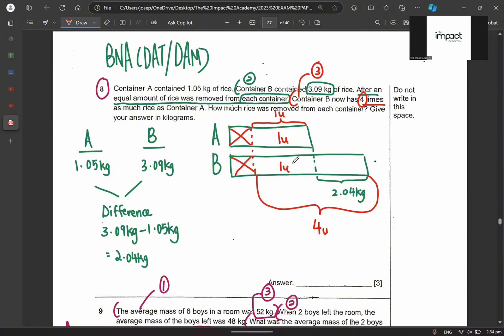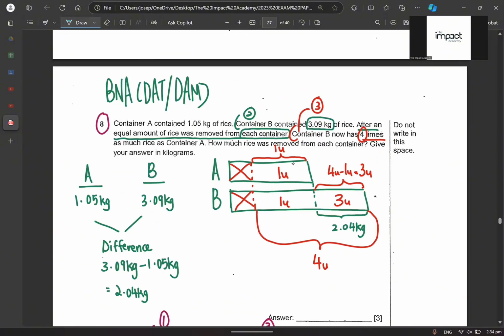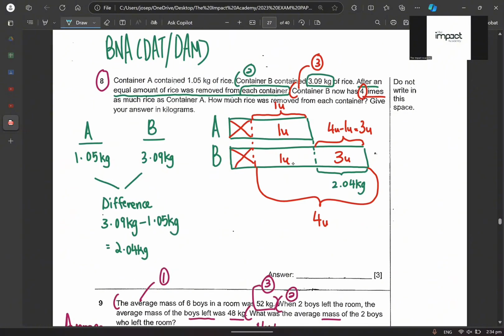Now, can you see that this is 4 units? And if this is 1 unit, isn't it true that this part over here just has to be 4 units minus 1 unit, which actually gets me to 3 units. And I think most of you can see that 3 units is actually equals to how much? 2.04 kg. So 3 units is actually equals to 2.04 kg. 1 unit is actually equals to 2.04 divided by 3. We'll get to 0.68 kg.